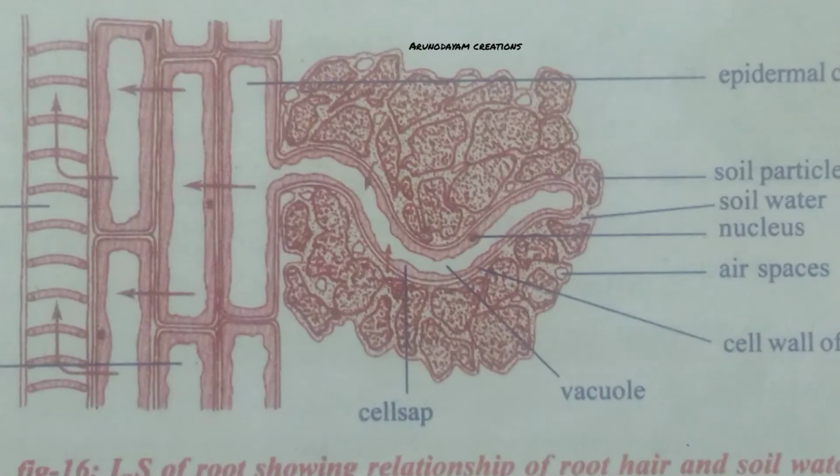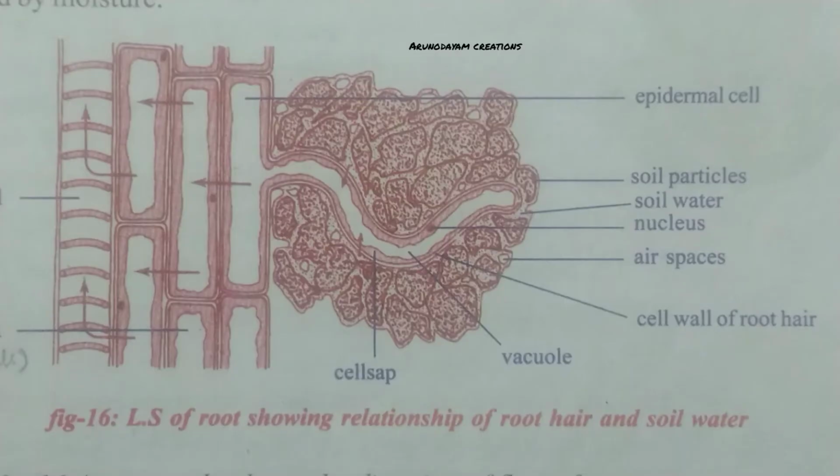Absorption of water by root hairs by a process called osmosis. We all know that plants take water from soil with their roots. So from roots the water enters into xylem vessels and is transported to each and every cell and each and every part of plants. In this video we are going to learn how this process takes place by root hairs.